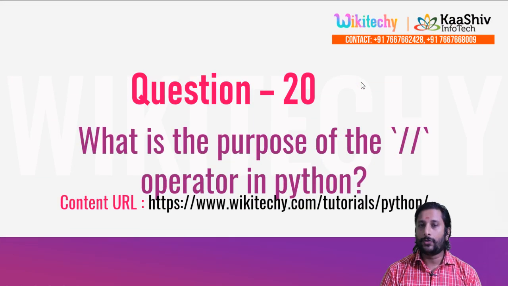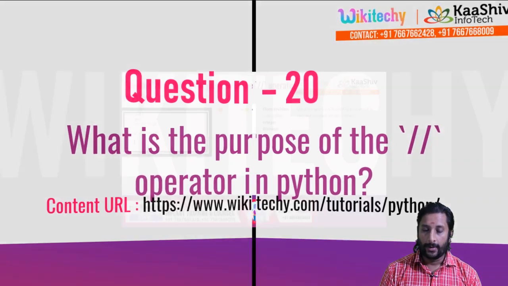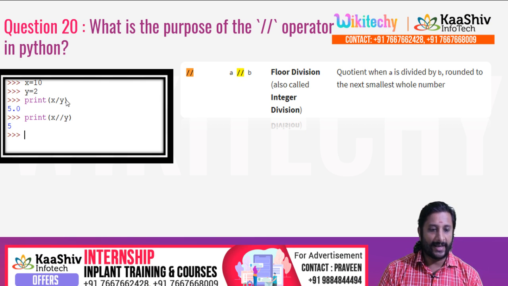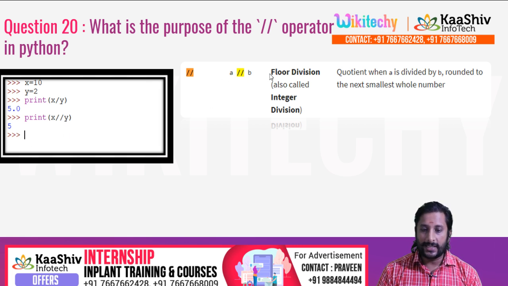Okay, that's the final question of my session. What is the purpose of the // operator in Python? One slash indicates division. What is this double slash? It's also division, and it's flooring. Let's see. You are able to see x is equal to 10, y is equal to 2. Print x divided by y, it's 5.0. Print x double slash y, it gives 5. So it is a floor division. The quotient when a is divided by b is rounded to the next smallest whole number.